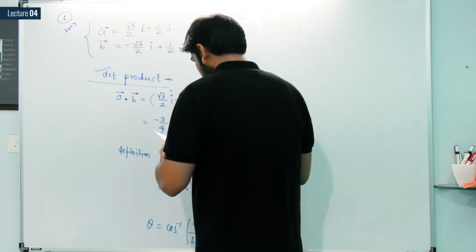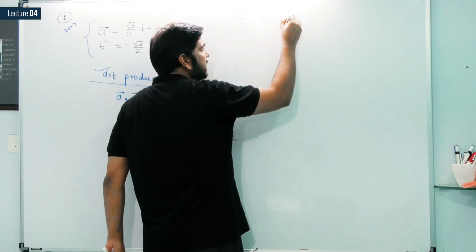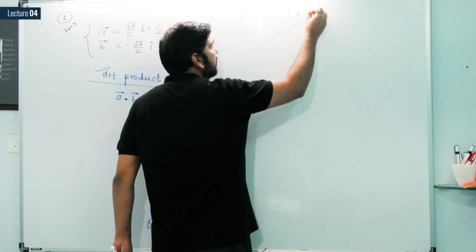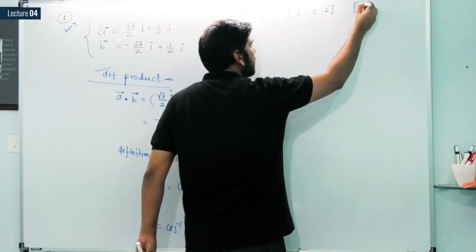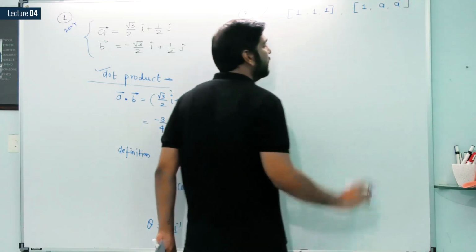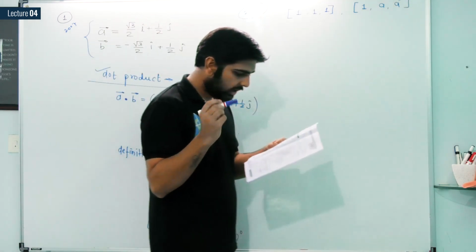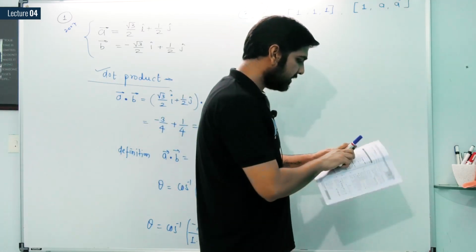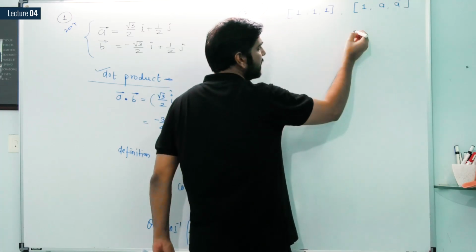The two vectors 1, 1, 1 and 1, a, a square. So I am having the two vectors. It is given in the form of 1, 1, 1 and 1, a, a square. Fine. Two vectors I am having. Now a is given as a complex number. Fine. A is a complex number.